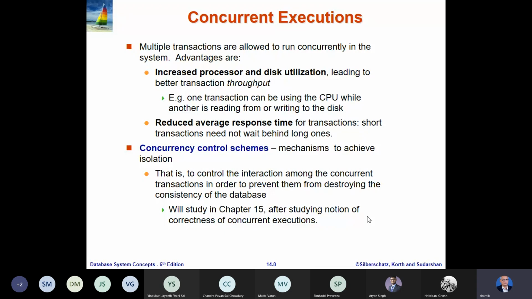But how do we ensure that this concurrent execution of transactions, ensuring the property of isolation, also ensures the property of atomicity and the property of durability? So all these properties will be ensured, okay? And at the same time, we will allow concurrent execution. So these are what are called concurrency control schemes, which we'll study in chapter 15 in detail.